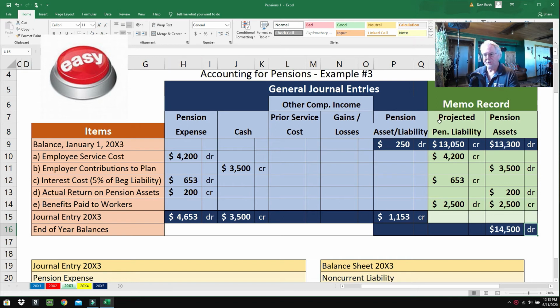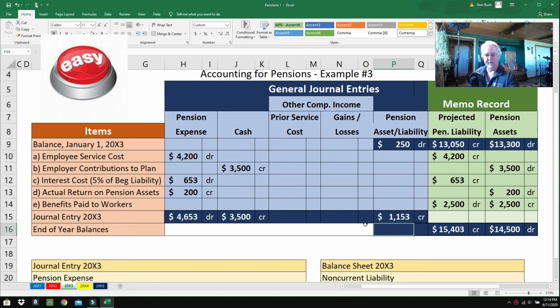Adding up the projected pension liability, we have $13,050 as a credit. We have $4,200 as a credit, so we'll add those. $653 as a credit, so we need to add that. But we have a $2,500 debit. Those were the benefits paid out to workers. So if you add that all up and make sure you subtract out that debit, you get $15,403, and it should be a credit balance.